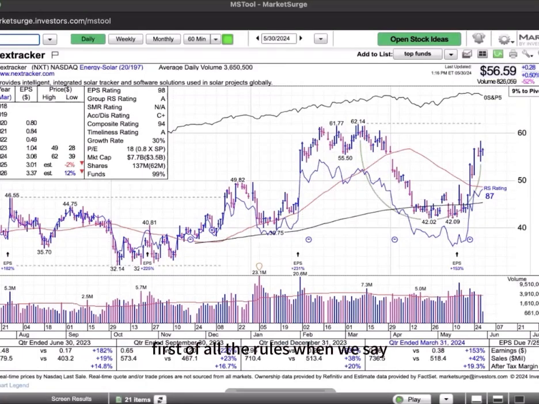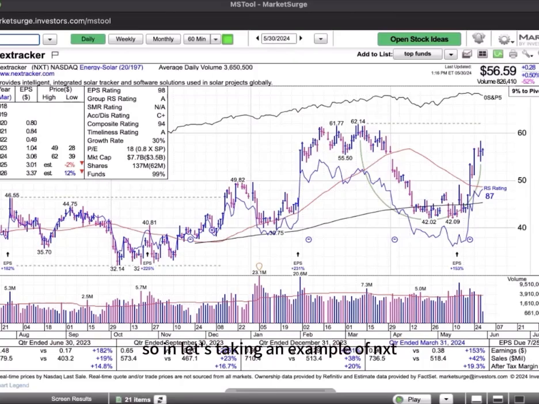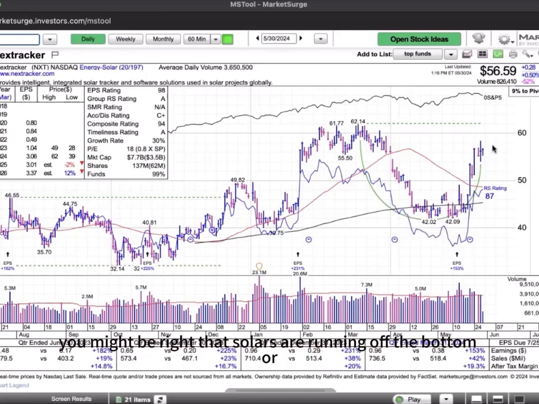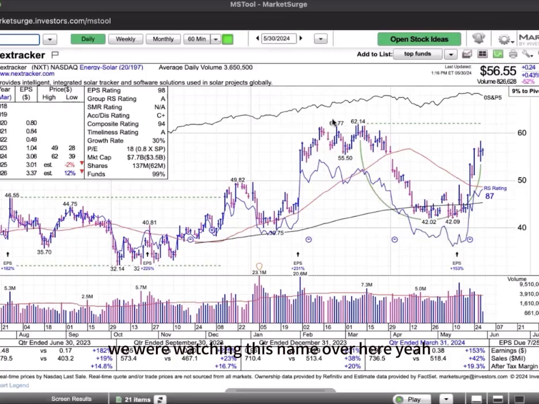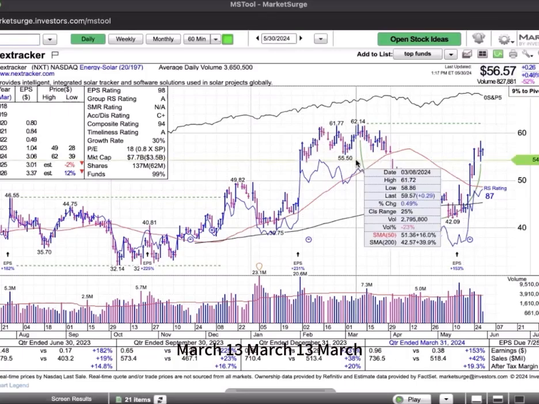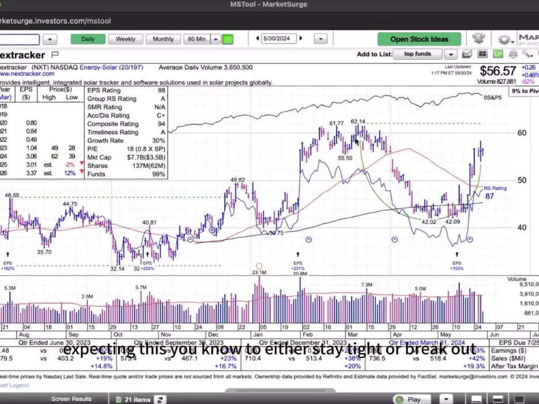First of all, when we say the rules loosened slightly, our version of loosening the rules slightly is probably more disciplined than most people's even lax, or tight rules elsewhere. Taking an example of NXT, there's no pivot here. So yeah, you might be right that solars are running off the bottom, or having this run up the right-hand side. We let those types of things go all the time, looking for tight entries. We were watching this name over here. Yeah, March 13th is when I put it on the focus list, expecting this to either stay tight or breakout.